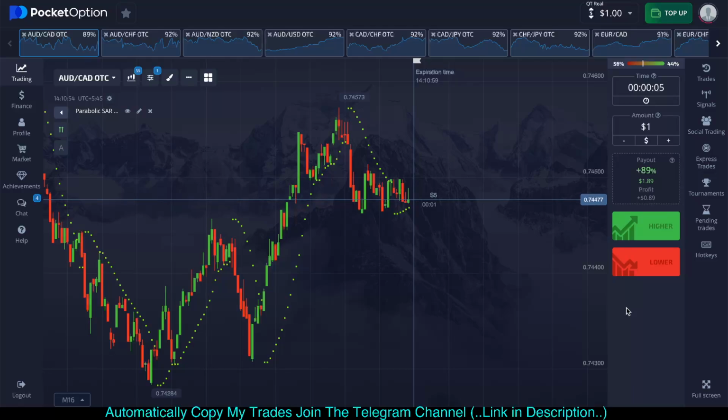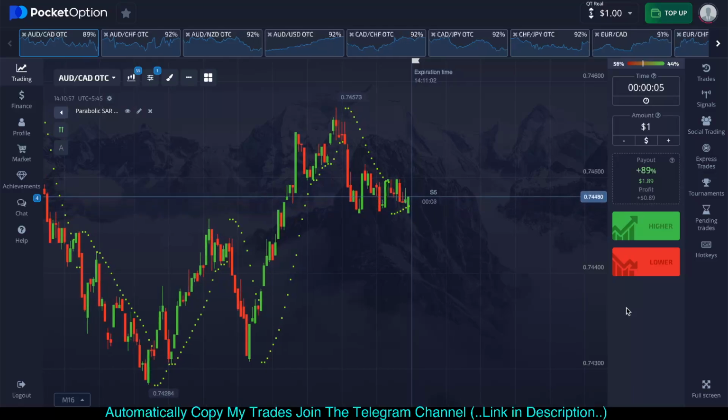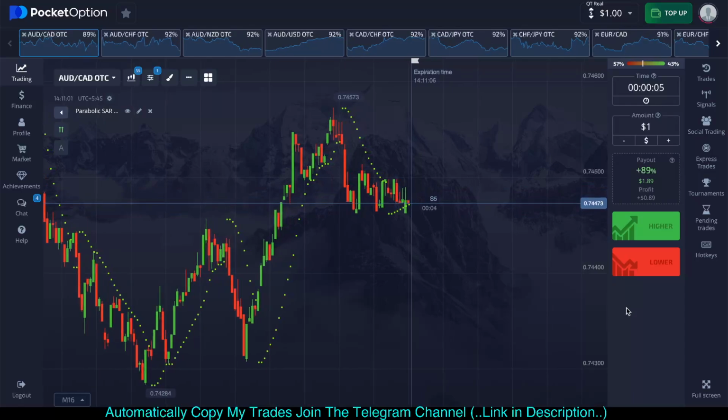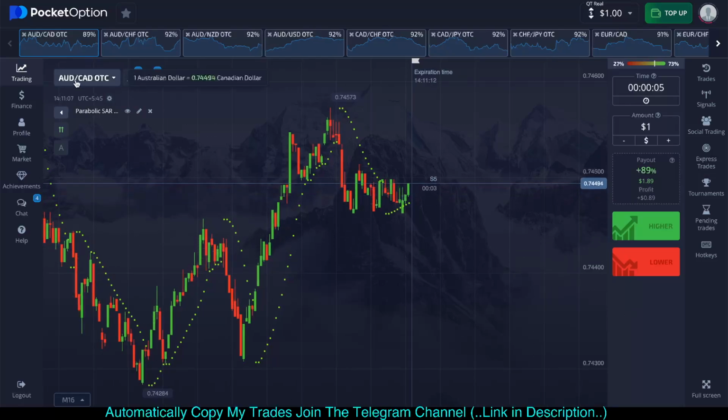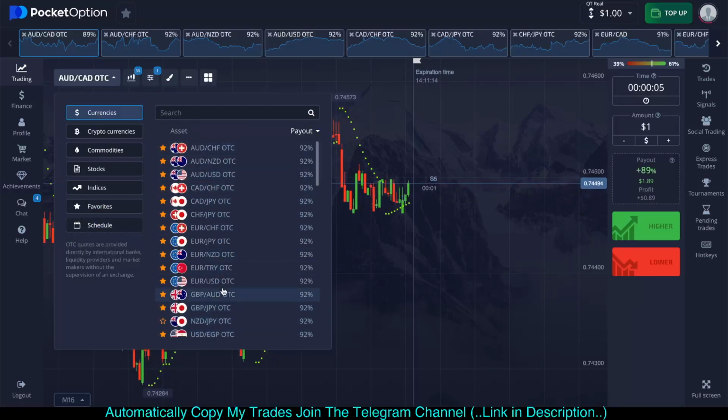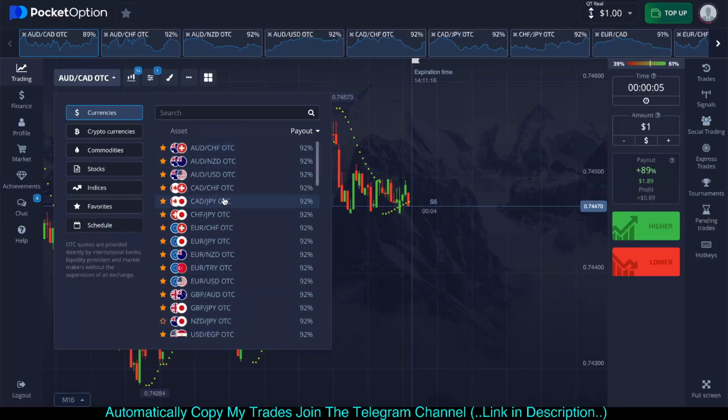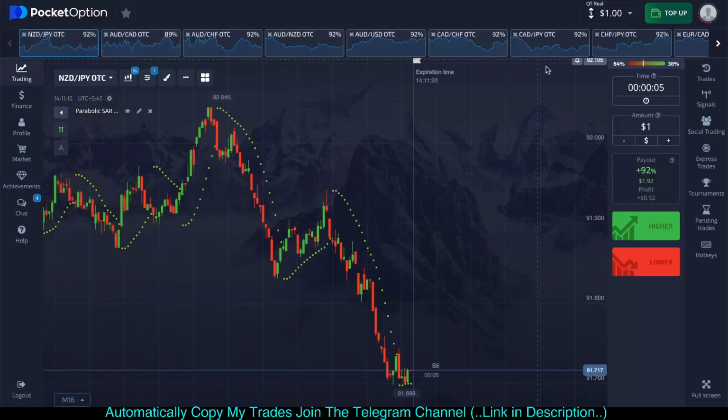I will explain each and everything briefly, so watch this video properly, don't skip any part of it, so that you can understand it fully and start to implement it in your trading. The first thing you need to do is make all of these OTC pairs your favorite. Just make this yellow and the currency pair will appear here in this way.